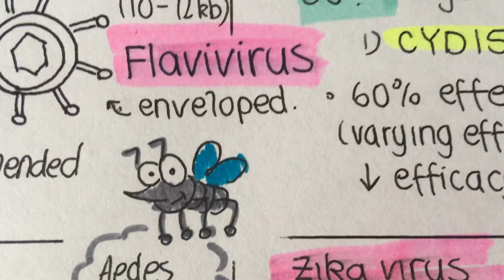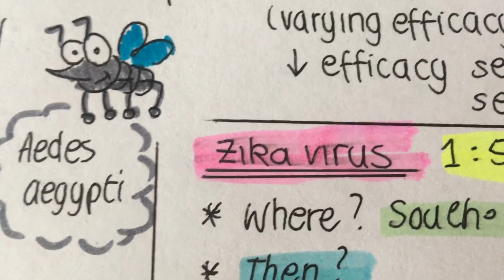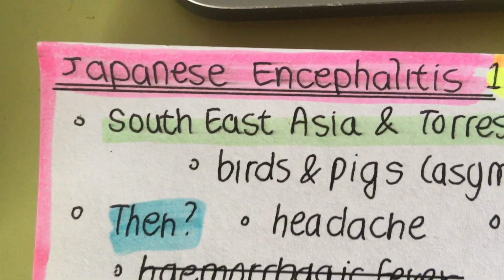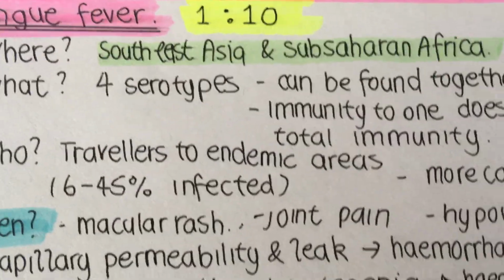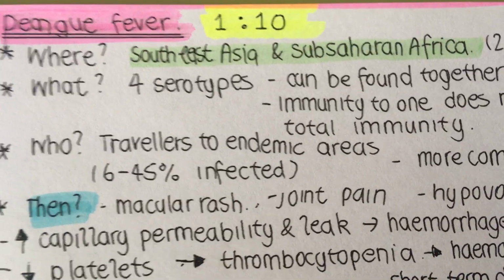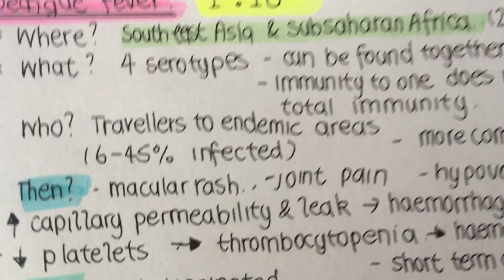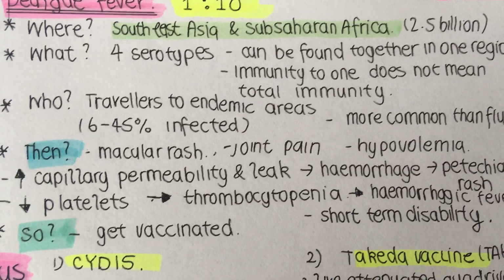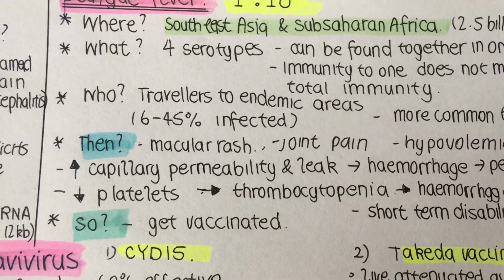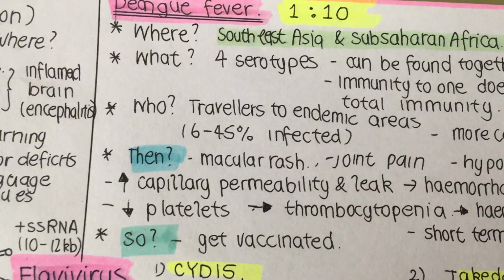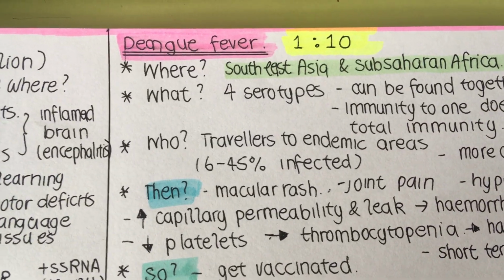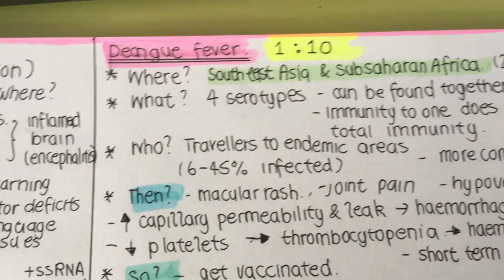Today we're going to be focusing on four types of flaviviruses: the one that causes dengue fever, the one that causes Zika, the one that causes yellow fever, and the one that causes Japanese encephalitis. As you can see, dengue fever is commonly found in Southeast Asia and Sub-Saharan Africa. There are 4 serotypes which can be found together in one region. However, immunity to one does not mean immunity to the others, so you can get infected several times. And the serotypes are dengue 1, 2, 3, and 4.